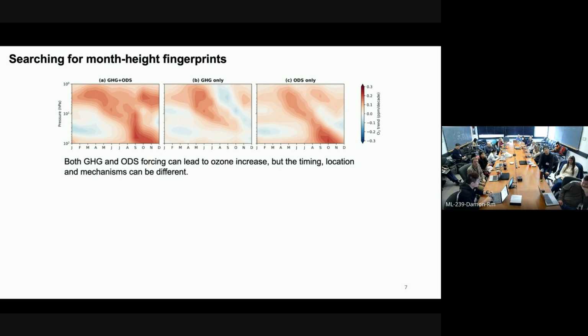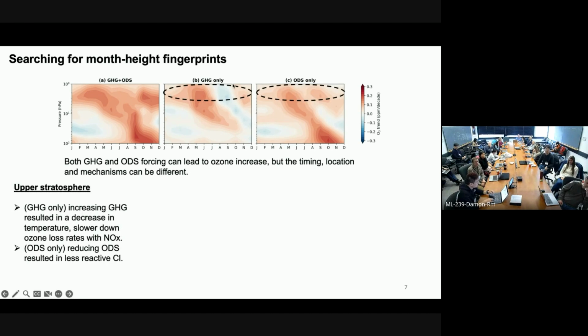Here I'm showing the ensemble mean of the ozone trend from 2005 to 2018 from the greenhouse gas plus ODS forcing on the left, the greenhouse gas only forcing in the middle, and the ODS only forcing on the right. For the upper stratosphere, we see that both the greenhouse gas only forcing and the ODS only forcing can lead to ozone recovery up there. In the greenhouse gas only case, because we have a large decrease in temperature due to increasing CO2, it slows down the ozone loss rate from the NOx cycle. That's why we are seeing an ozone increase in the upper stratosphere. That's just due to greenhouse gases. And in the ODS forcing, we are reducing the reactive chlorine, which reduces the gas phase ozone depletion up there.